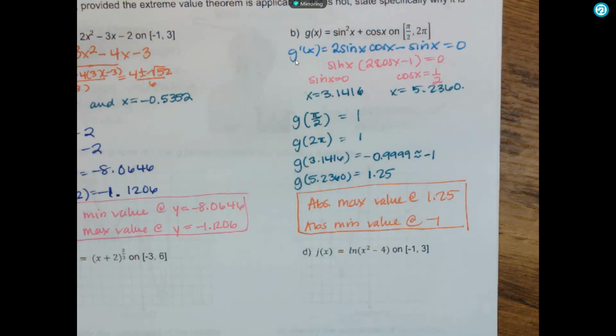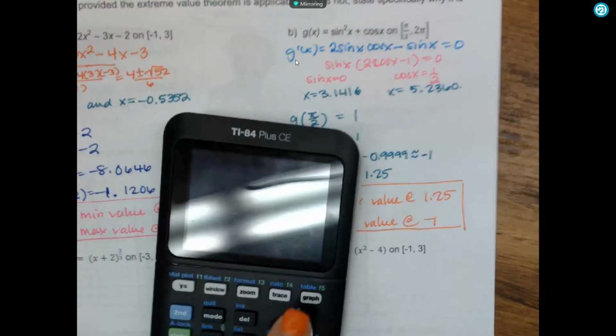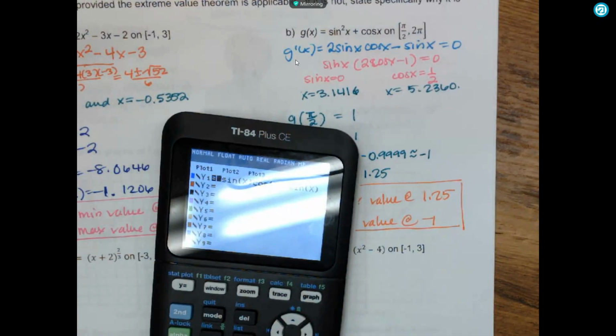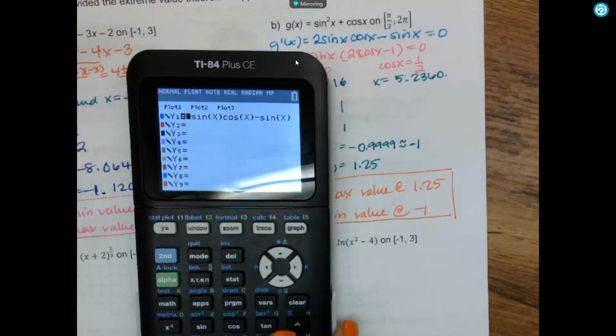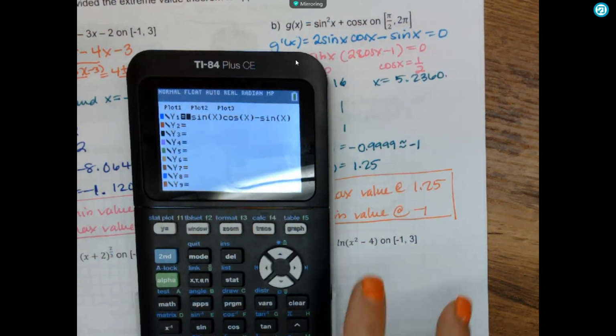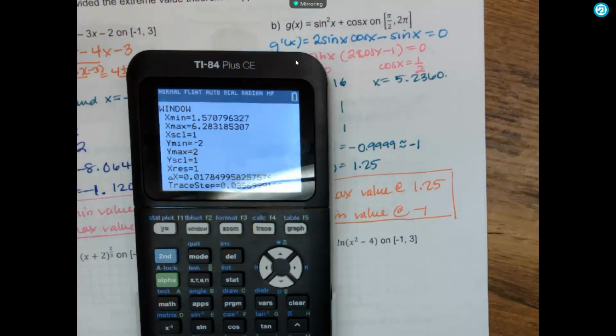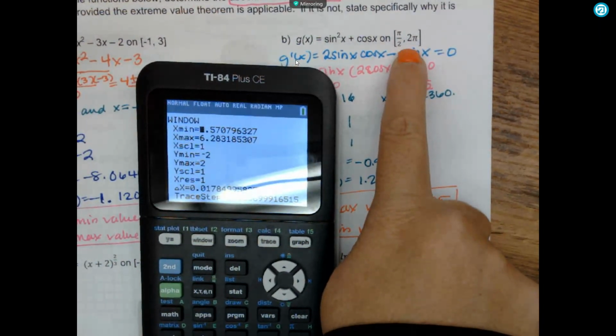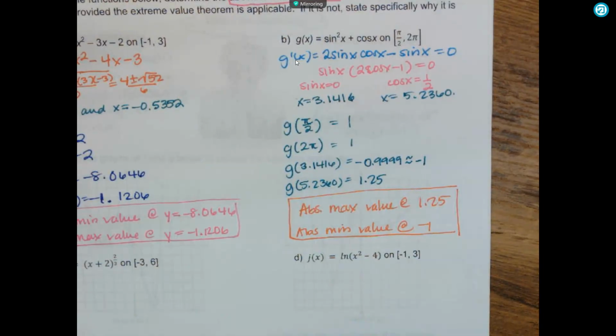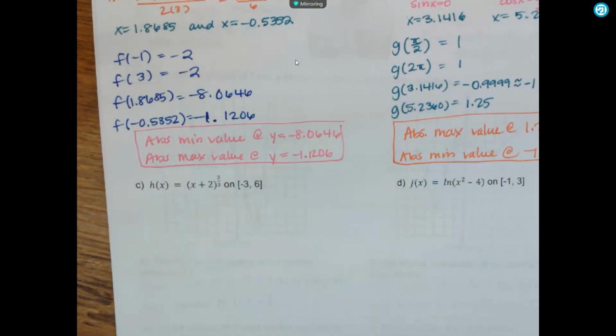So, that graph that we were looking at earlier, what did you put in for that? I put in the derivative. Got it. And then I changed my window to my interval, pi on 2 and 2 pi. All right, we good? All right, C.